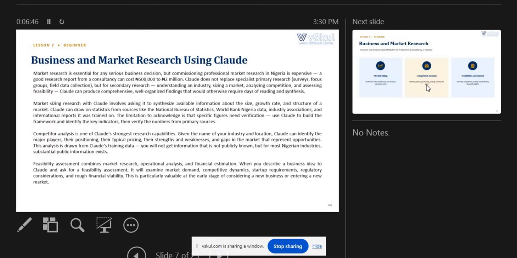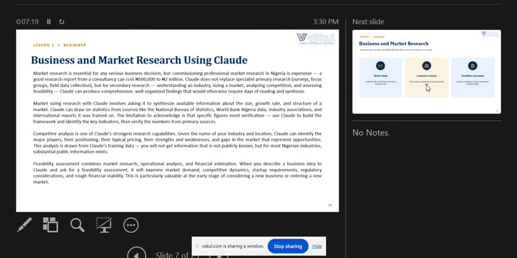with boldness and confidence. Now, in lesson 2, we're going to talk about business and market research using Claude. This is very important as well. Our text says, market research is essential for any serious business decision. But commissioning business market research in Nigeria is expensive.